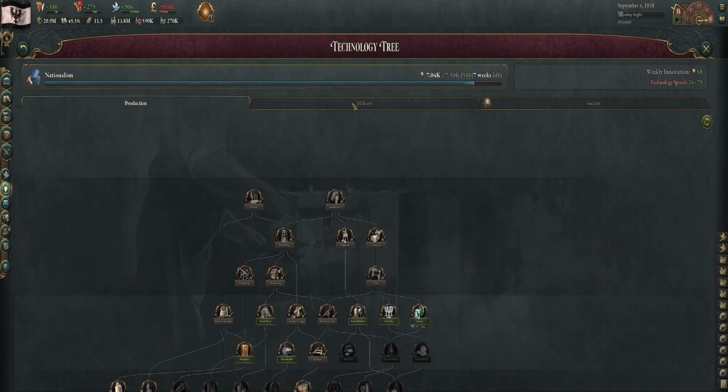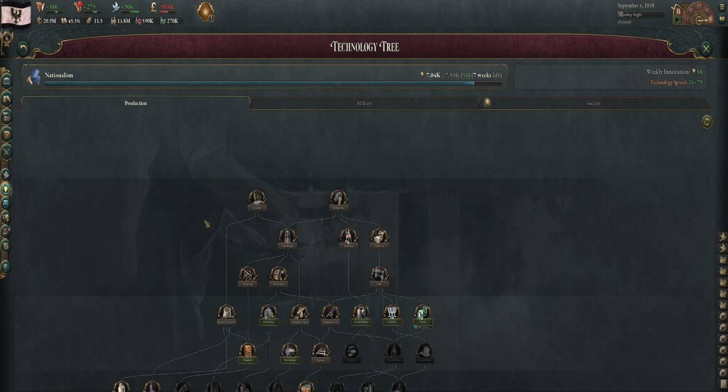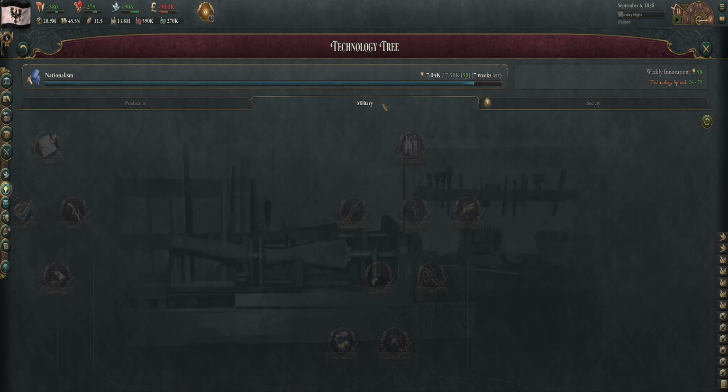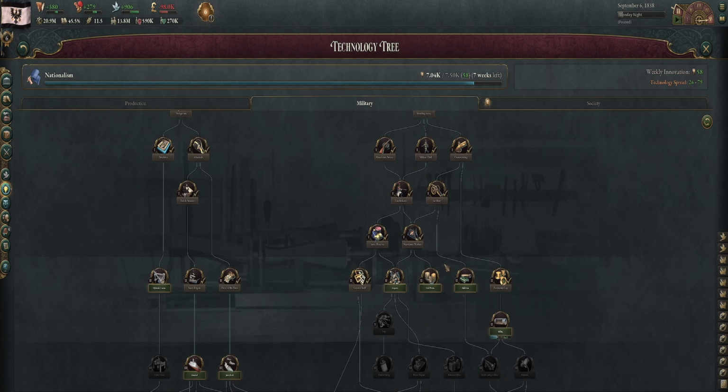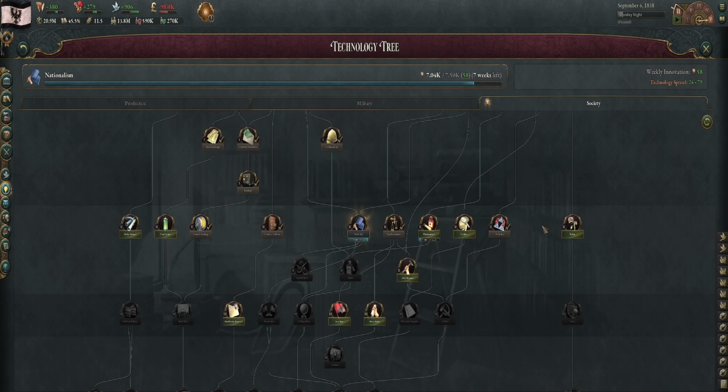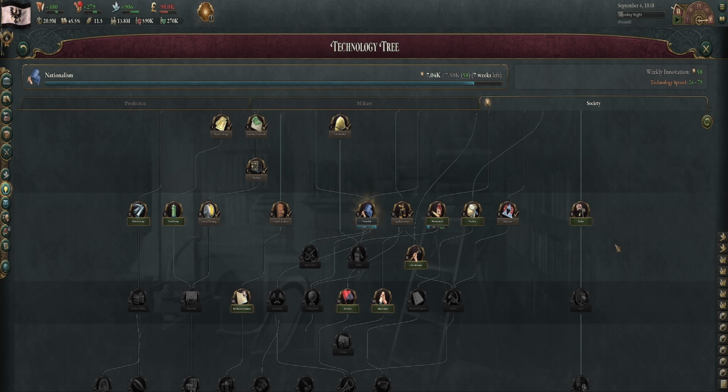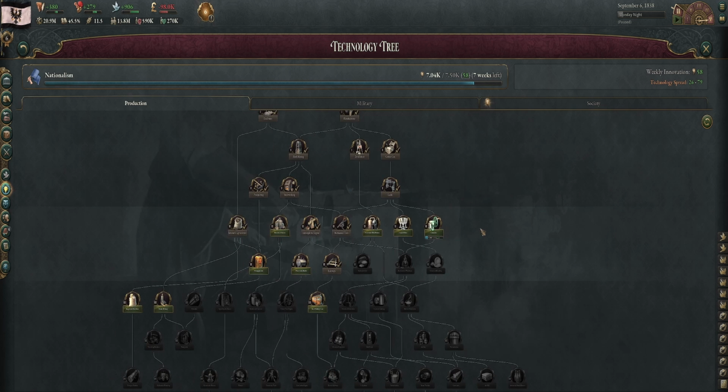So we have production, military, and society technologies. All of them are going to be based on obviously different things. So production is going to be based on production. Military is going to be based on, you guessed it, military, and also Navy though. And society is going to be based on, well, societal improvements. So those are your 3 major tabs, 3 major things.